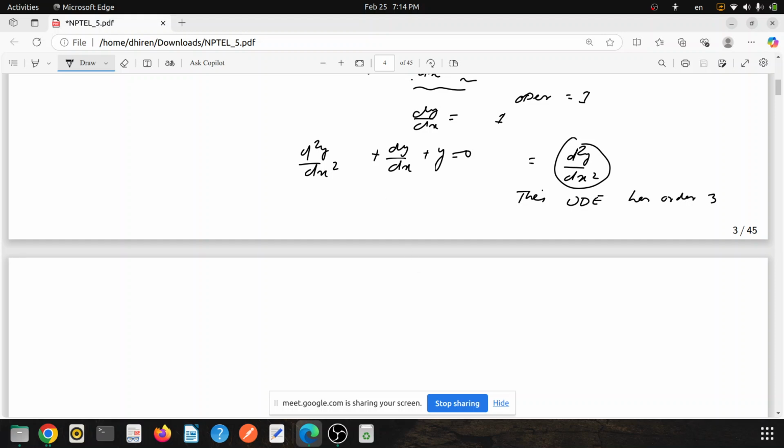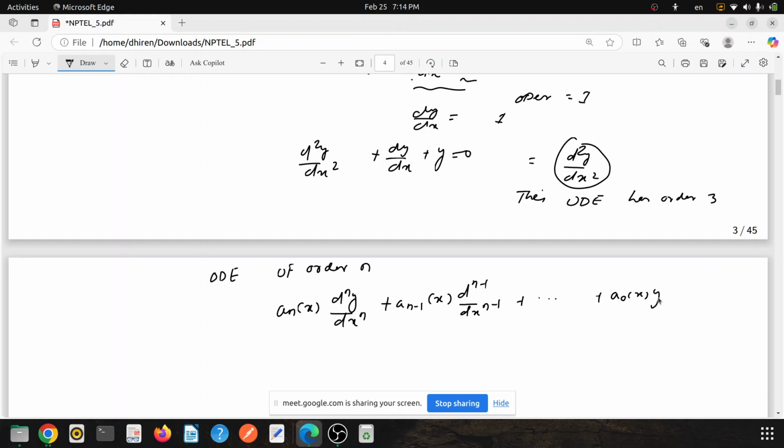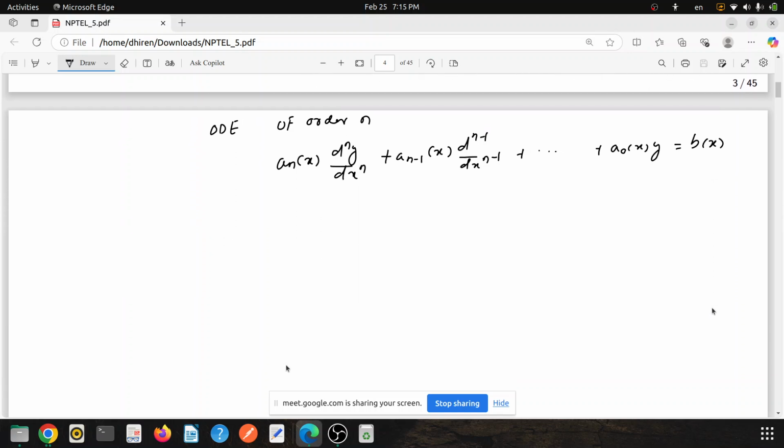Similarly, a generalized differential equation of order n can be written as a n of x, the coefficient being a function of x, times d n y by dx n, plus a n minus 1 of x times d n minus 1 y by dx n minus 1, and so on up to a0 of x, each a function of x, and the right hand side is a function f of x. Here the highest order of the differential equation is n.